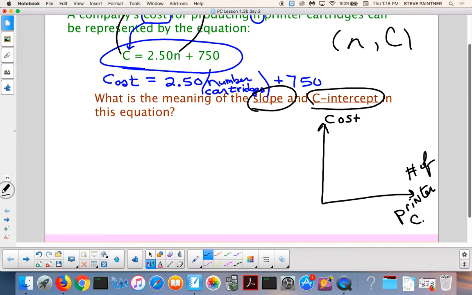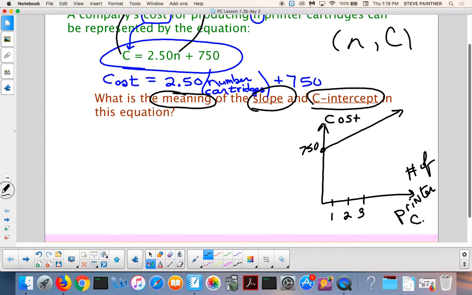Look at that equation. Where's the y-intercept or the c-intercept? Which one's c? C-intercept is 750, right? It's right here. And tell me what's going on. How do you know what's going on? Positive slope. That's the slope in front of x, or not x, but n. And you're going to go up at what rate? $2.50 every what? Every printer cartridge you make, you just go up $2.50. So there's the picture.